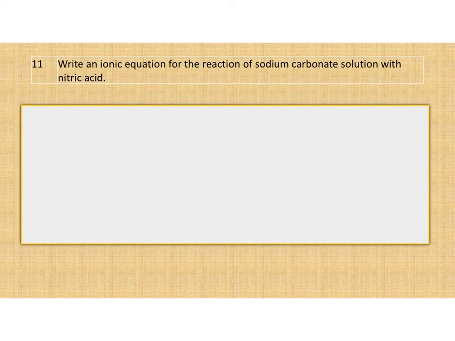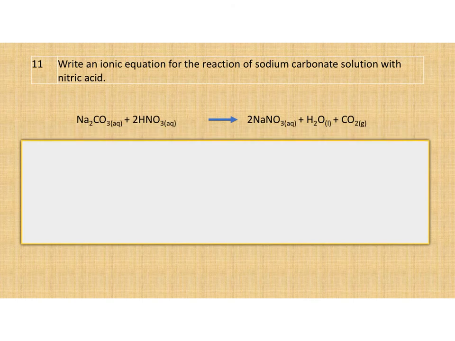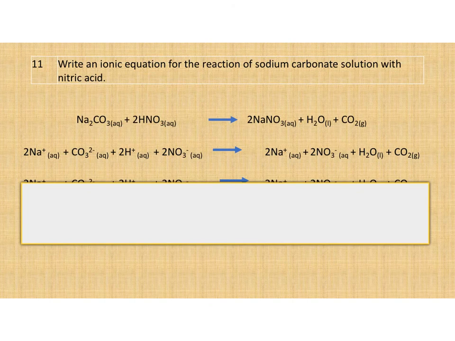For this next equation, we've got to do sodium carbonate with nitric acid. That will of course produce sodium nitrate, water, and carbon dioxide gas, which we have there. Again, it's absolutely vital that the formulae are correct, otherwise the rest is going to go terribly wrong, and that we balance that correctly. So let's break that down into ions, which I've done there.